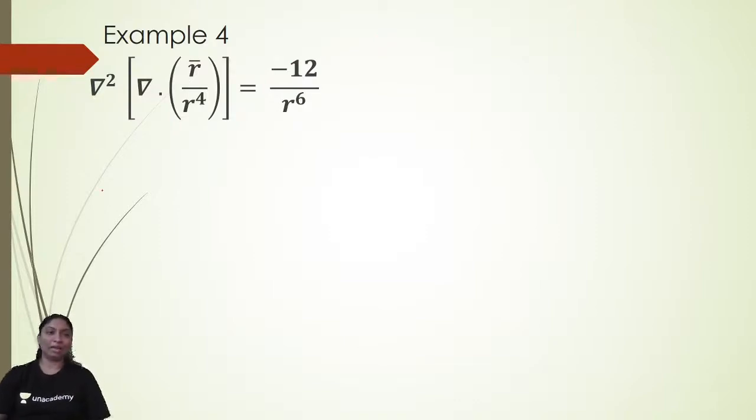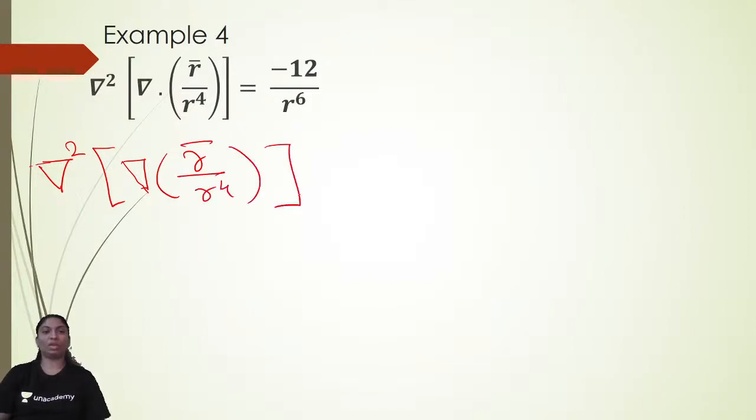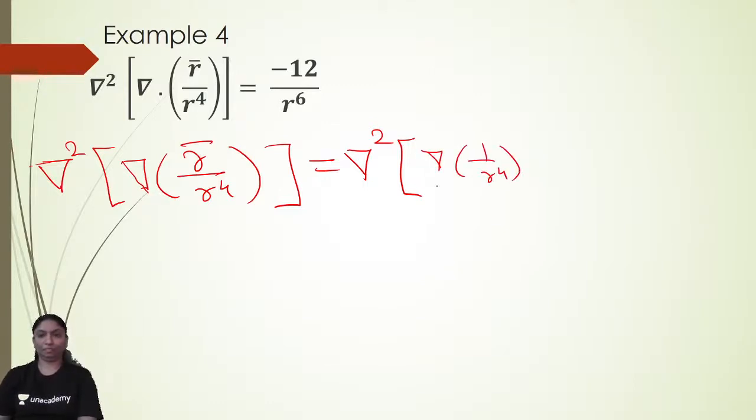So we will apply the properties, which we already know. Del square of del of r bar upon r raised to 4. Here 1 upon r raised to 4 is a scalar and r bar is a vector. So the property for phi into u bar is del of phi u bar, which is del phi into u bar, that is r bar, plus phi into del dot r bar. Which property did we use?